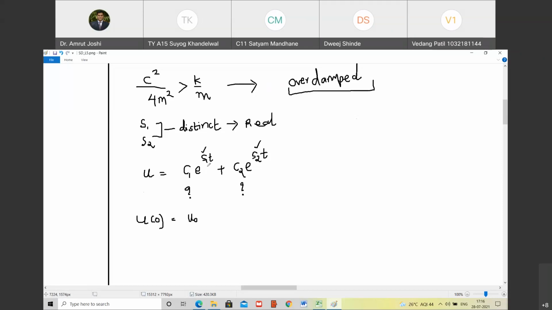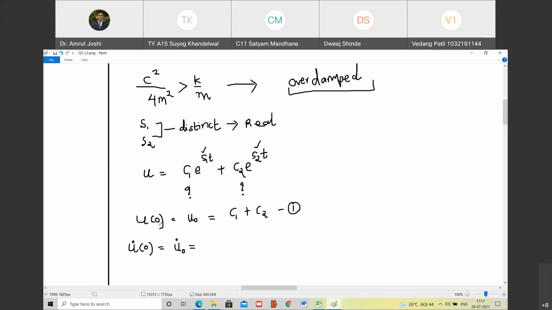Yes. So now when I substitute t equal to 0 here, e raised to s1t becomes 1. E raised to s2t also becomes 1. Do you agree? Yes. U of 0 means u at time t equal to 0. Happy? Yes. Okay, so u0 becomes equal to c1 plus c2. Agreed? Yes. This is equation number 1. Now, what is the next boundary condition? U dot at time t equal to 0 is u0 dot. Do you agree with me? Yes.